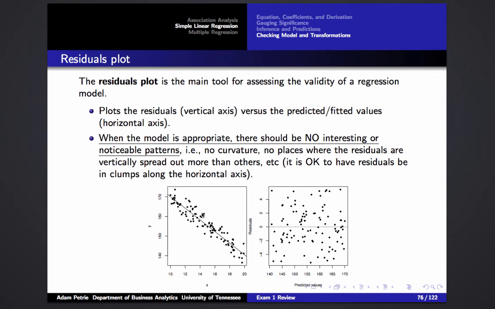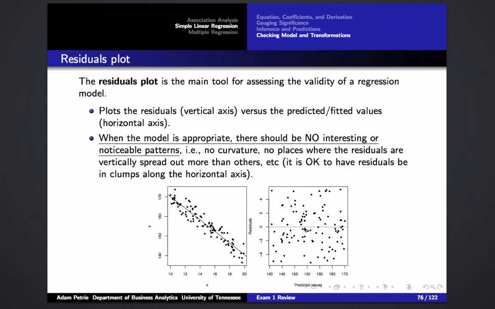Basically what we do is we look at the size of the residual. Remember, the residual is the vertical deviation between an individual point and the regression line. It can be positive or negative if it's above or below the line. So we look at the size of the residual versus the predicted value of y, basically the location along the regression line. And what we want to see is no interesting patterns. If we do see any sort of interesting pattern, that means there's some aspect of the relationship between y and x that isn't being captured by a regression model.